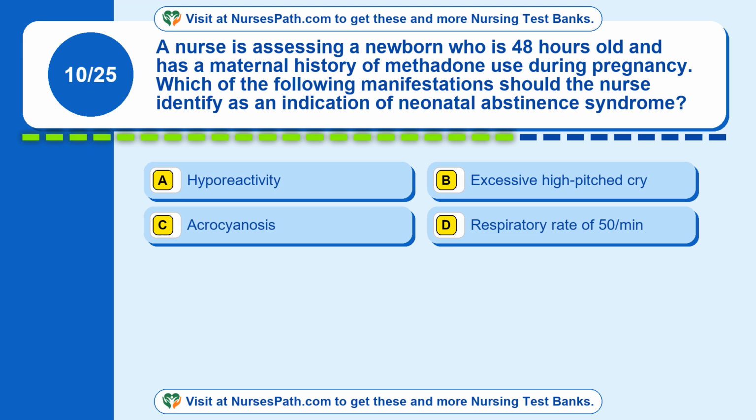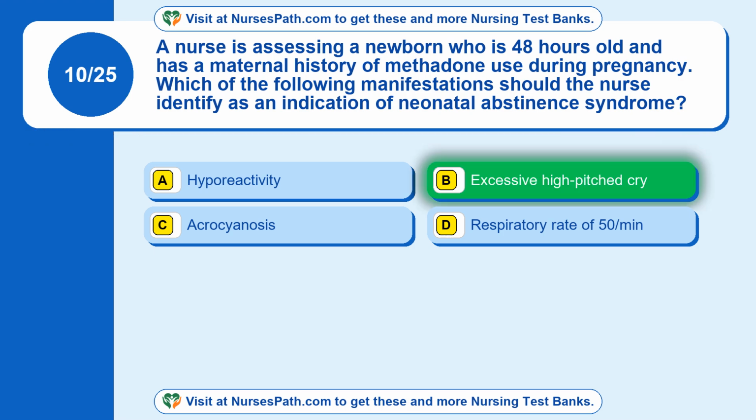Question 10. A nurse is assessing a newborn who is 48 hours old and has a maternal history of methadone use during pregnancy. Which of the following manifestations should the nurse identify as an indication of neonatal abstinence syndrome? Option A. Hyporeactivity. Option B. Excessive high-pitched cry. Option C. Acrocyanosis. Option D. Respiratory rate of 50/min. The correct answer is option B.